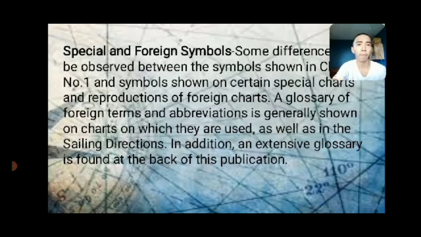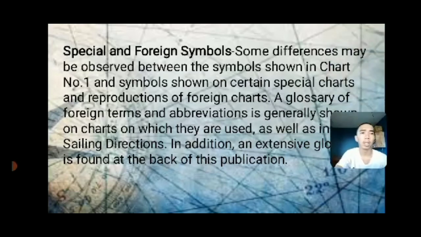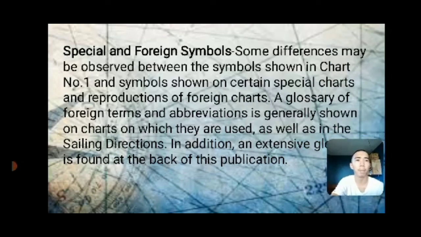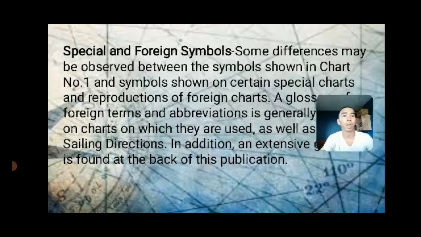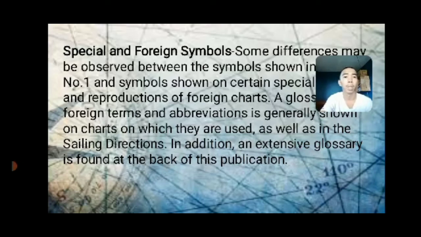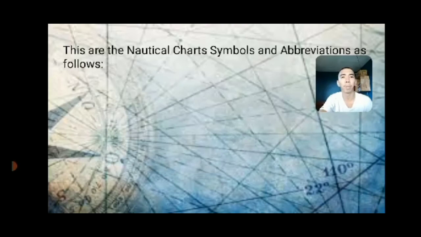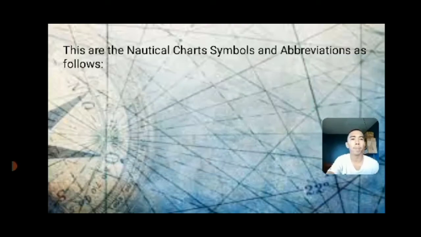Special and foreign symbols. Some differences may be observed between the symbols shown in Chart Number 1 and symbols shown on certain charts, particularly in the production of foreign charts. A glossary of foreign terms and the abbreviations in general use on charts, as well as in sailing directions, is included in the extensive glossary found at the back of this publication. These are the nautical chart symbols and abbreviations as follows.